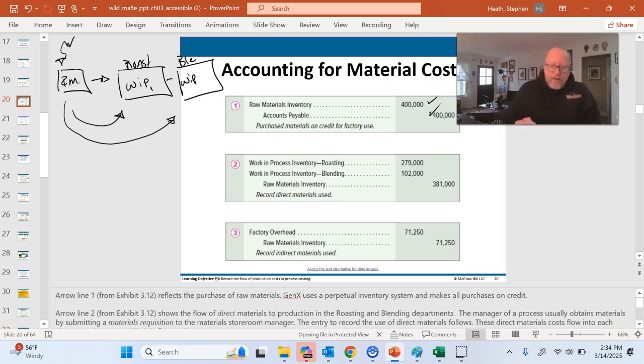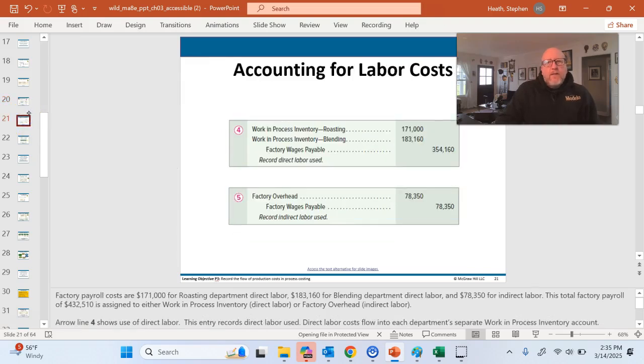And then finally, we are also going to take raw material and put it into overhead. Remember, indirect material goes to overhead, and then we allocate overhead to the various work in processes. And so actual overhead is debited, and then we would take it out of raw materials, and it's an asset, and therefore we would credit it.